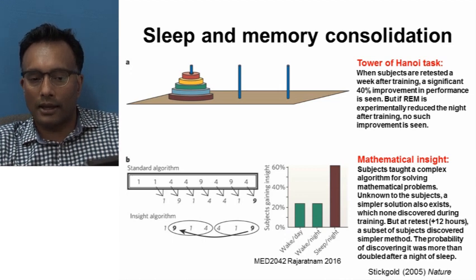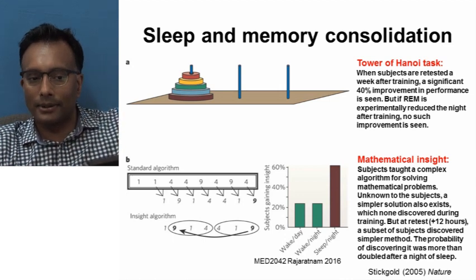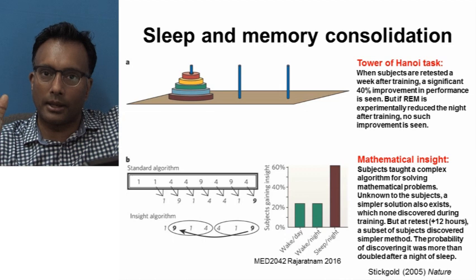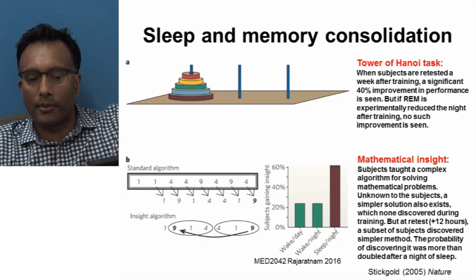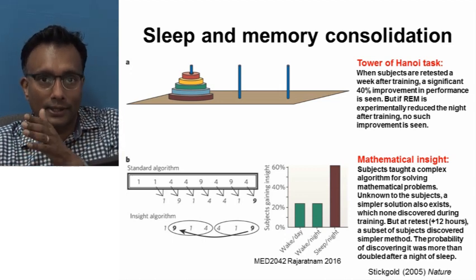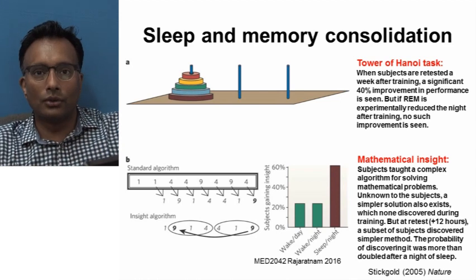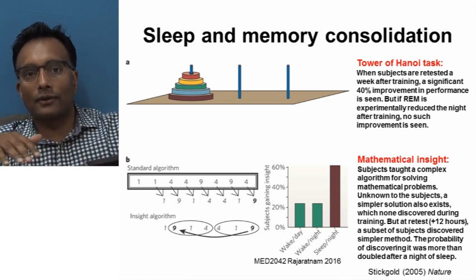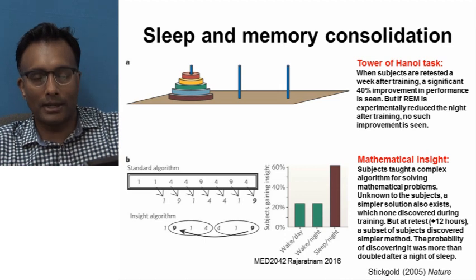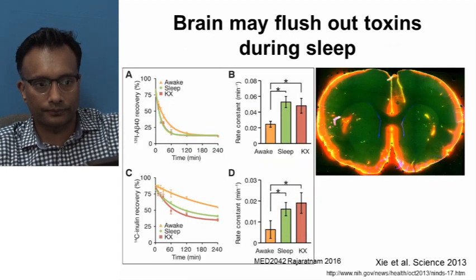Now, the probability of discovering the simpler method was more than doubled if the participant had sleep in the 12-hour interval. If they had no sleep, the probability was much less that they would discover this insight algorithm. So these findings, and if you look at the literature and if you Google sleep and memory consolidation, now you can see a number of publications from very high impact scientific and medical journals that show a significant body of work now linking sleep to new learning and memory consolidation.